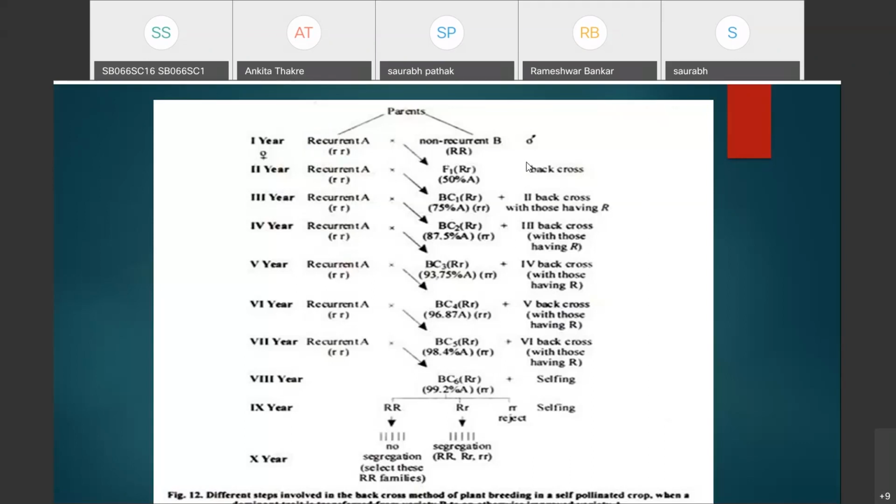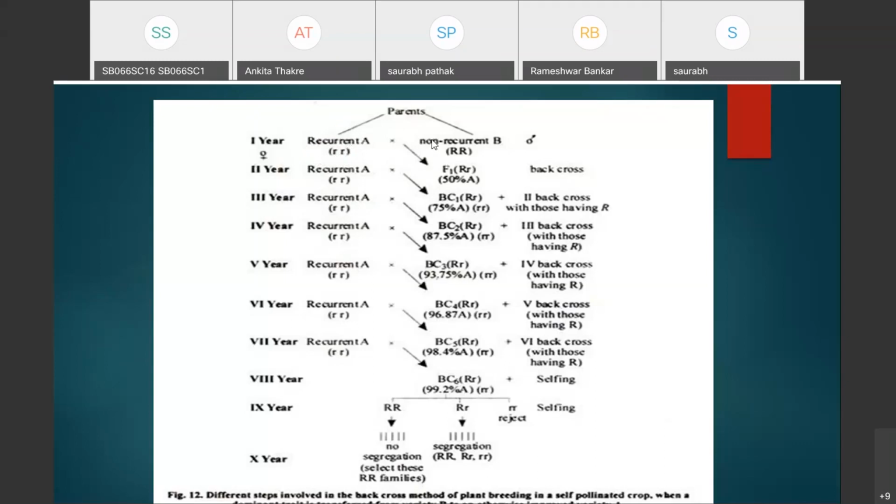Okay, here is the example. Here you can see there are two parents, A parent and B parent. Here A parent is the recurrent parent or the recipient parent, or we can say it is the desirable variety or the commercial variety, which is having all the good characters, but it lacks one important character, and this is the disease resistance.